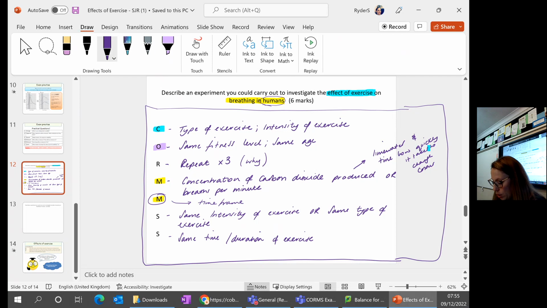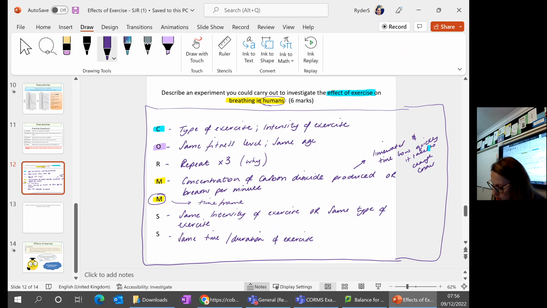Now, you don't have to repeat the question. So you don't have to say, to investigate the effect of exercise on breathing, you don't have to start your answer like that. You can actually bullet point it as long as your bullet points are in full sentences. So you could bullet point it and go, I would look at changing blah, blah, and then how, and then bullet point the rest of it. But as long as your bullet points are in full sentences, that's fine. If you write it in note form like I have done here, you will not get the marks for it. Okay, so just to be clear on that.